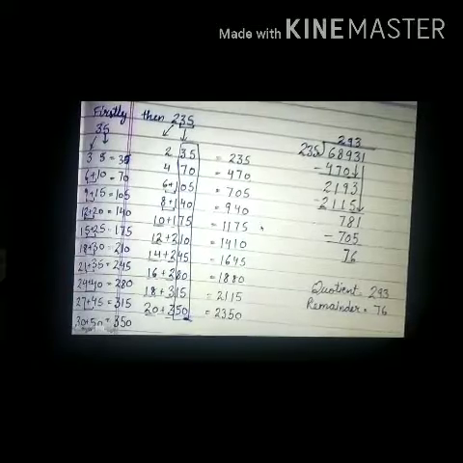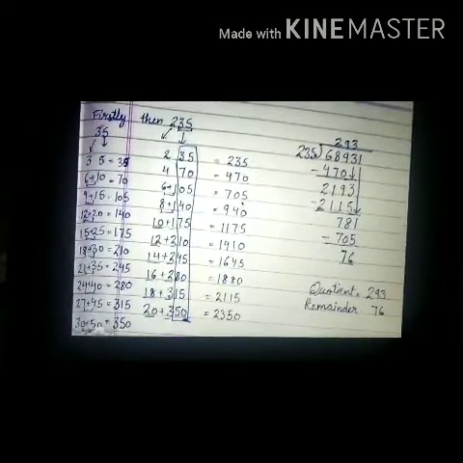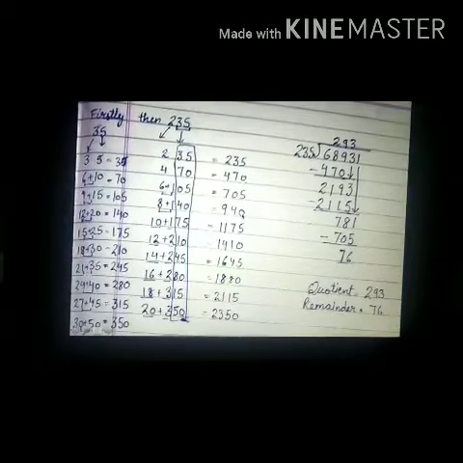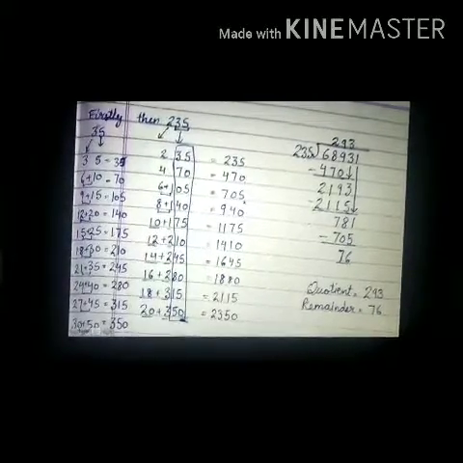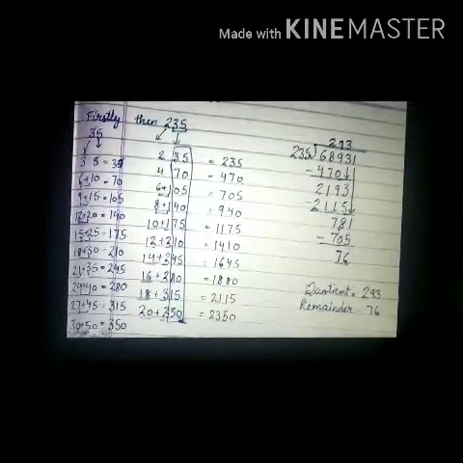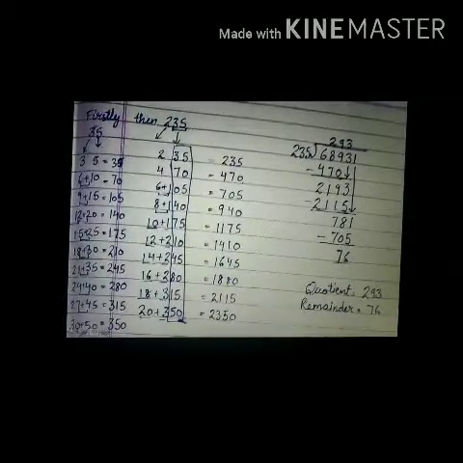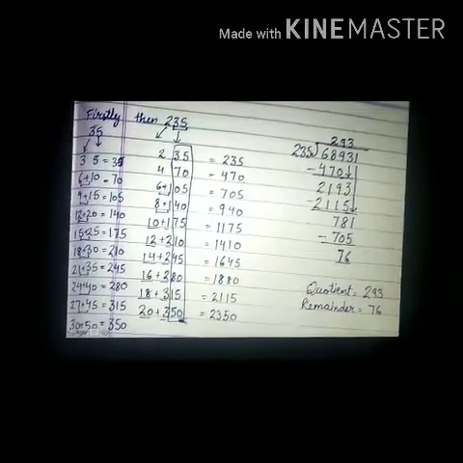Then the third term is 705 and the fourth term is 940. So we'll divide by the third term, write 3 here and write 705 here. Then subtract and you will get 76 as the remainder.